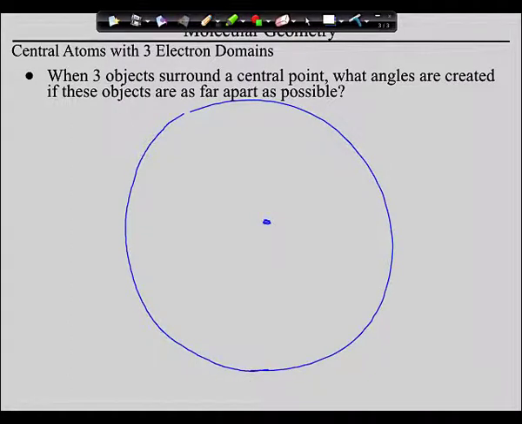Huh? All right, so here we go, guys. 3 points around the central point. So I can put 1 point there. Now, what if I want to put these other 2 points as far away from the others as I possibly can? Can you picture it? Yeah, we'd go 1.